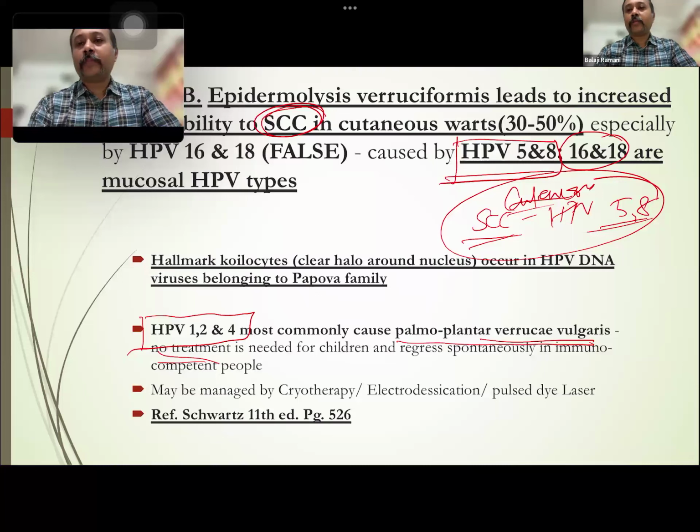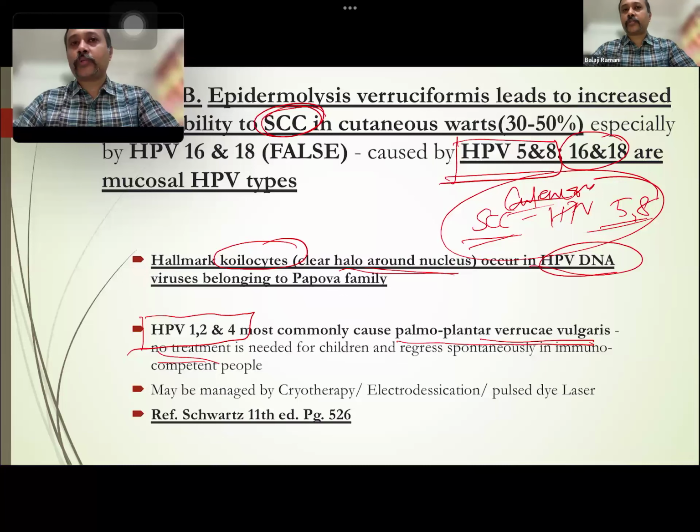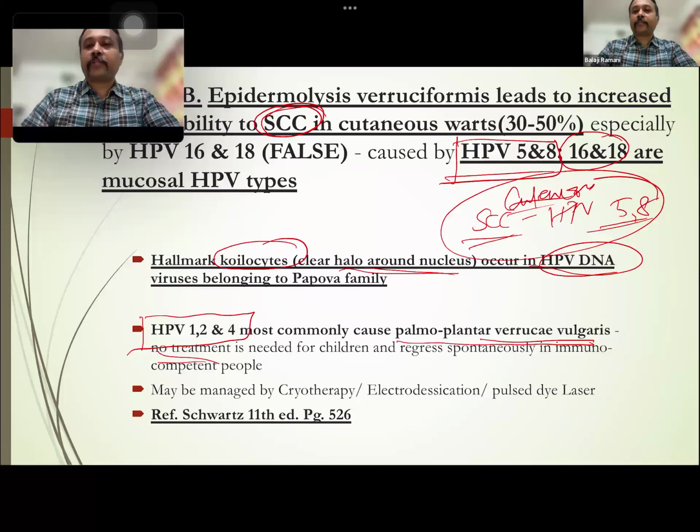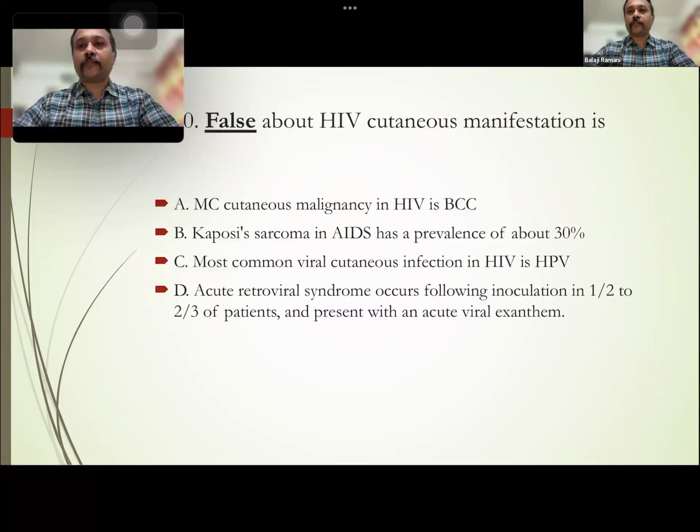And the hallmark will be the presence of koilocytes, which are clear halos around the nucleus, which will happen with your HPV DNA infection. HPV or any kind of virus will basically bind to the human DNA and then it will exert its effect. So here you will have the characteristic presence of koilocytes, which is a clear halo around the nucleus, which will happen in your HPV DNA related disorders.